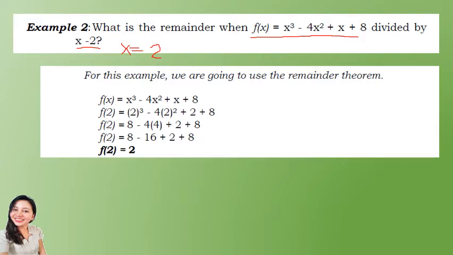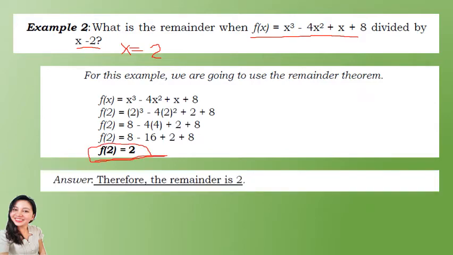Perform the indicated operation. 8 minus 16, negative 8. Plus 2, negative 6. Plus 8, positive 2. Therefore, the answer is: the remainder is 2. You can check this with synthetic division to see if the answers are the same. It is up to you. Very good. Example number 3.